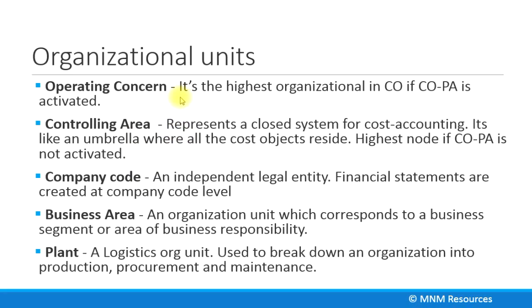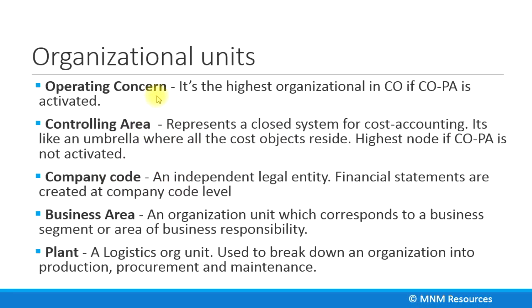Now under one operating concern, you can have many different controlling areas. For example, you can have the operating concern at a global level, and controlling areas at regional level. For example, an Asia Pacific controlling area, a European controlling area, an African controlling area, and so on. And under those controlling areas, you can have a different set of cost centers as well.